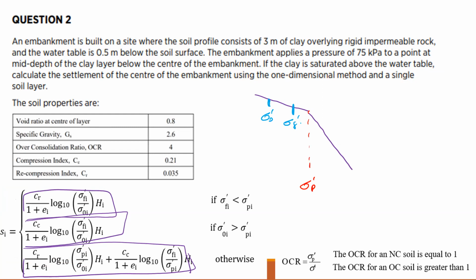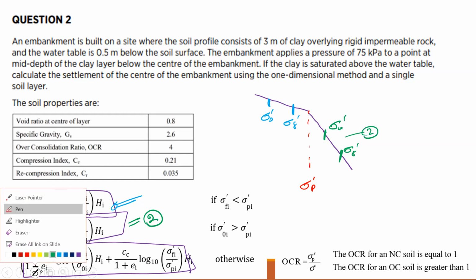The first one, yes, we are using the first one when both are on this side, sigma 0 dash and sigma final dash. You use this one. So this is the second one.